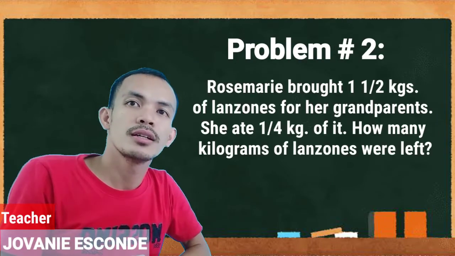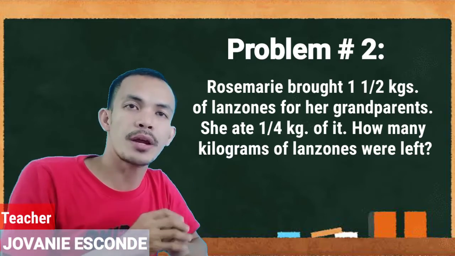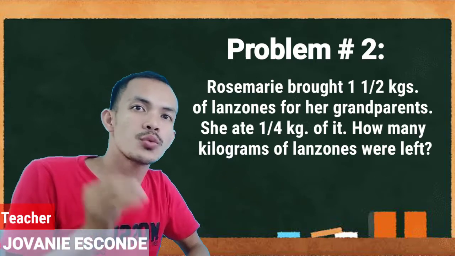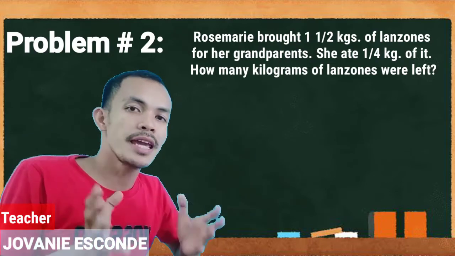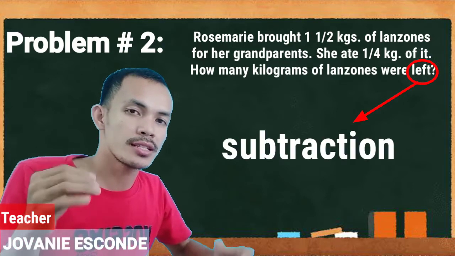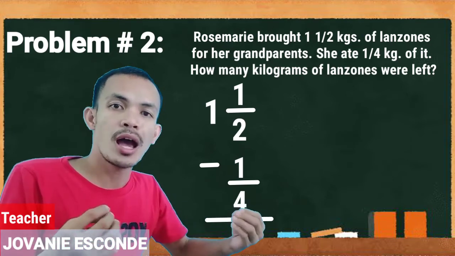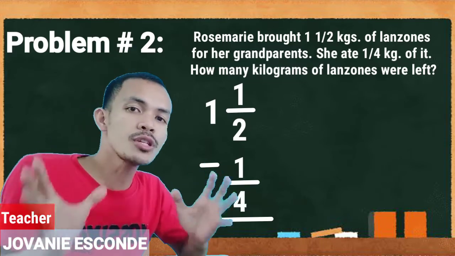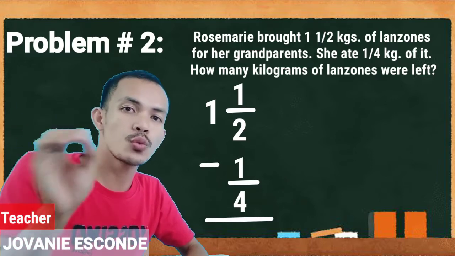Another example is Rosemary brought 1 1/2 kilograms of lanzones for her grandparents. She ate 1/4 kilogram of it. How many kilograms of lanzones were left? So in this case, we still need to find the difference of the two fractions. Take note of the word left. Left implies subtraction. So in this kind of problem, we need to subtract the two fractions in order to know how many lanzones were left. We have to subtract 1 1/2 and 1/4. So we have 1 1/2 minus 1/4.